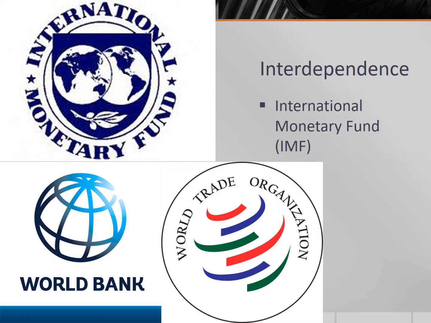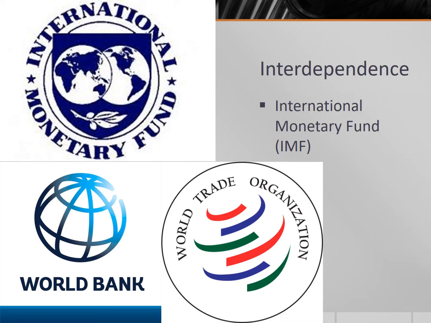The International Monetary Fund, or IMF, is an international lending agency with nearly 200 member states. It works to promote global cooperation and financial stability. They also help to facilitate trade, like the WTO, and promote sustainable development, like the World Bank. The IMF also provides loans to countries that are deeply in debt.